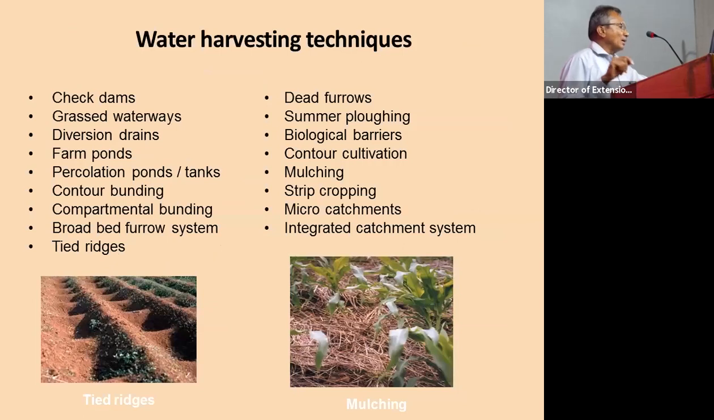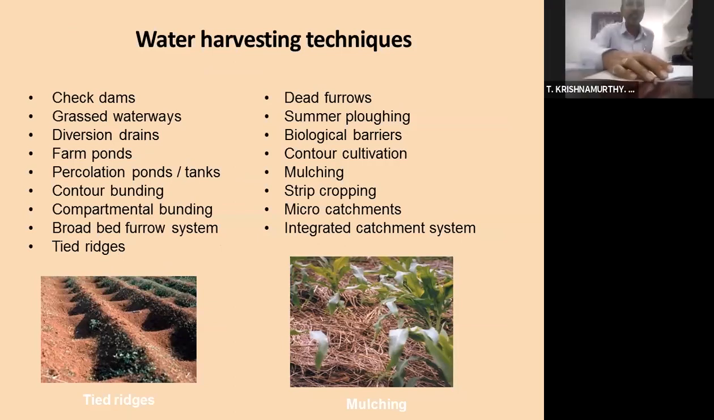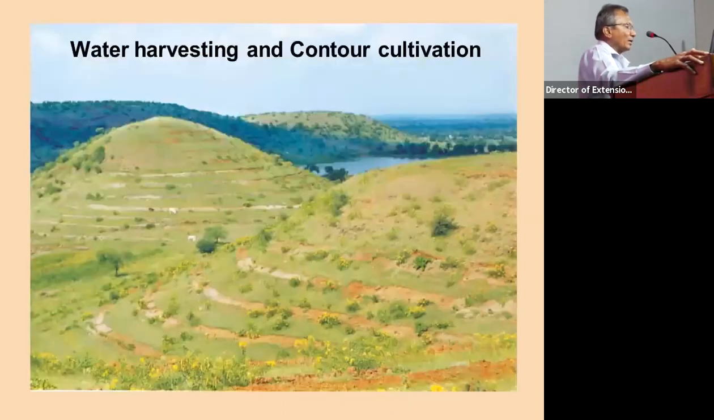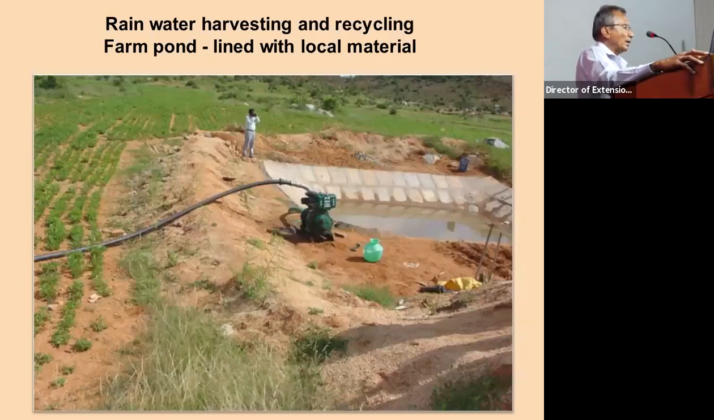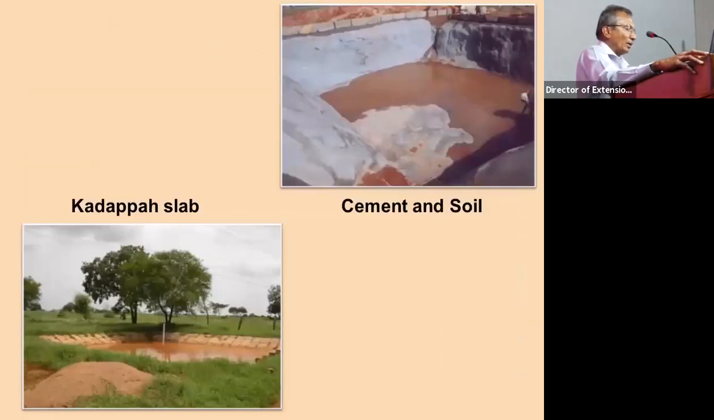For water harvesting, I said already, there are many techniques available, such as dead furrows, summer plowing, biological barriers, contour cultivation, mulching, strip cropping, micro catchments, and integrated catchment systems also. These are some of the areas we have to consolidate. In the hilly areas also, we can make contour bunds and save the water, reducing the runoff. And for recycling of rainwater from the bund, you can make cement and soil structures for storing the water.